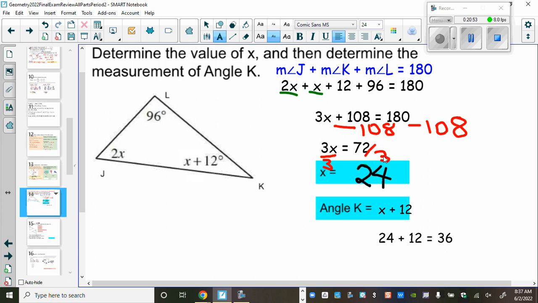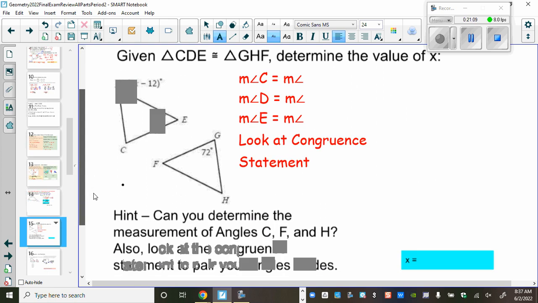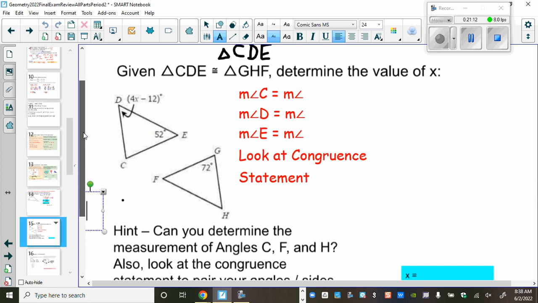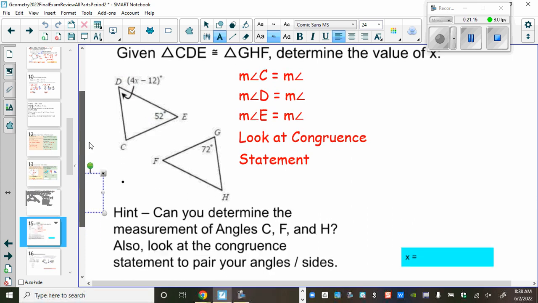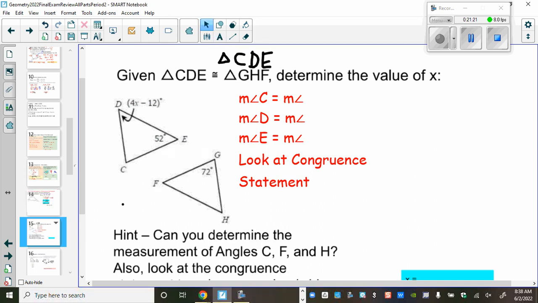All right, questions on this problem? Now, the next problem. We're going to need some extra concentration. There's a lot of work going on here. So, what I told everybody at the beginning, whenever you have a triangle congruence statement, take your first triangle statement, take those three letters, CDE, put it directly over your second triangle congruent.